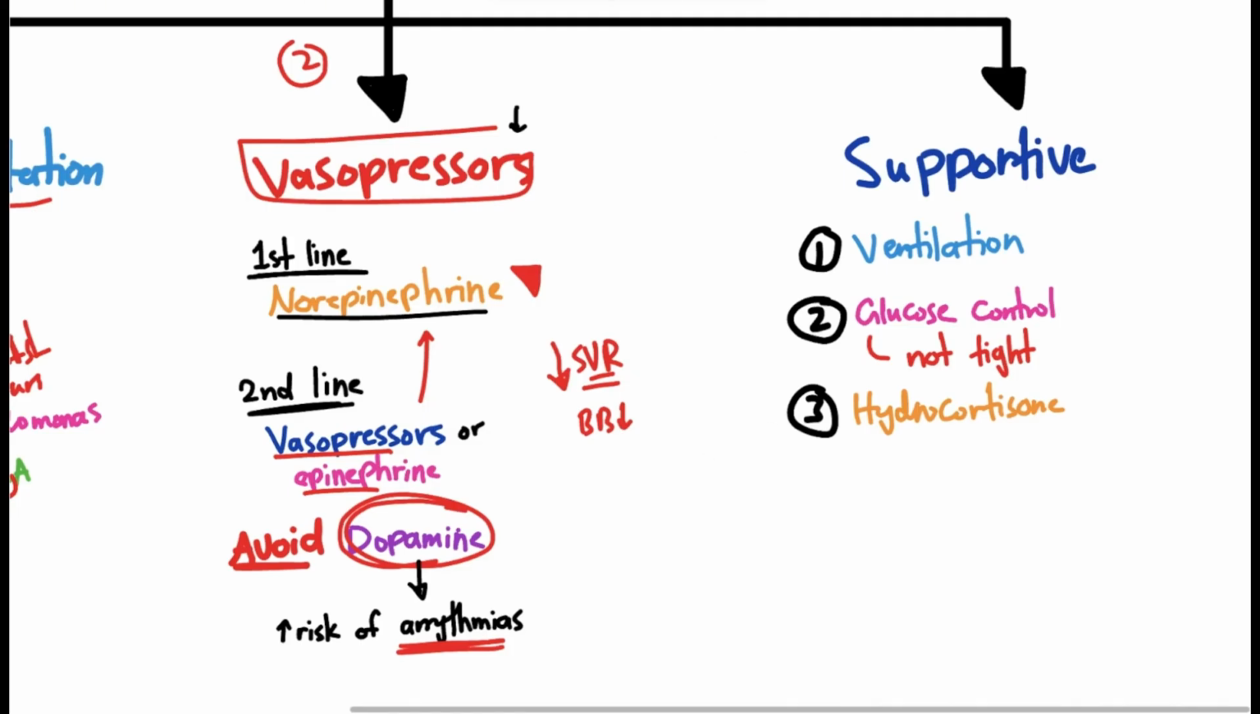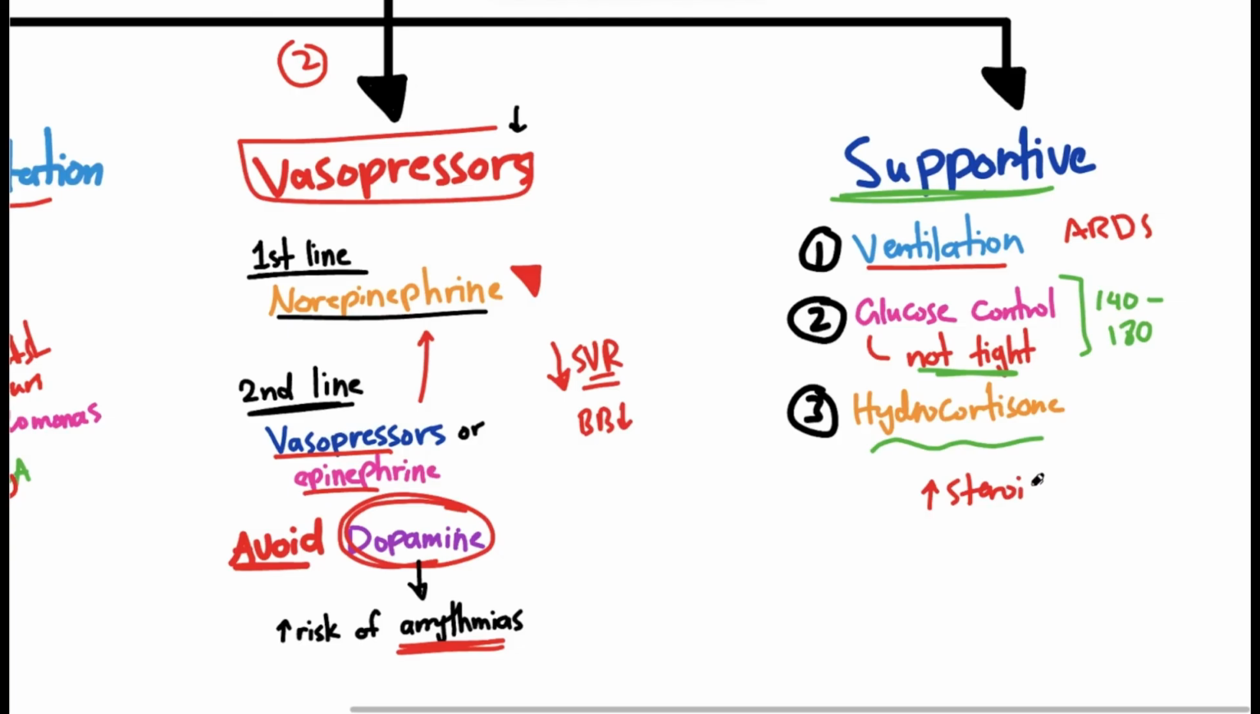And then lastly, we have supportive treatment. If the patient has acute respiratory distress syndrome, then we go with ventilation. We want to control blood glucose, but not very tightly. Typically, the target is between 140 to 180, and then hydrocortisone. Because it's a stressful situation, we need to give steroids so we can cope with this stressful situation.